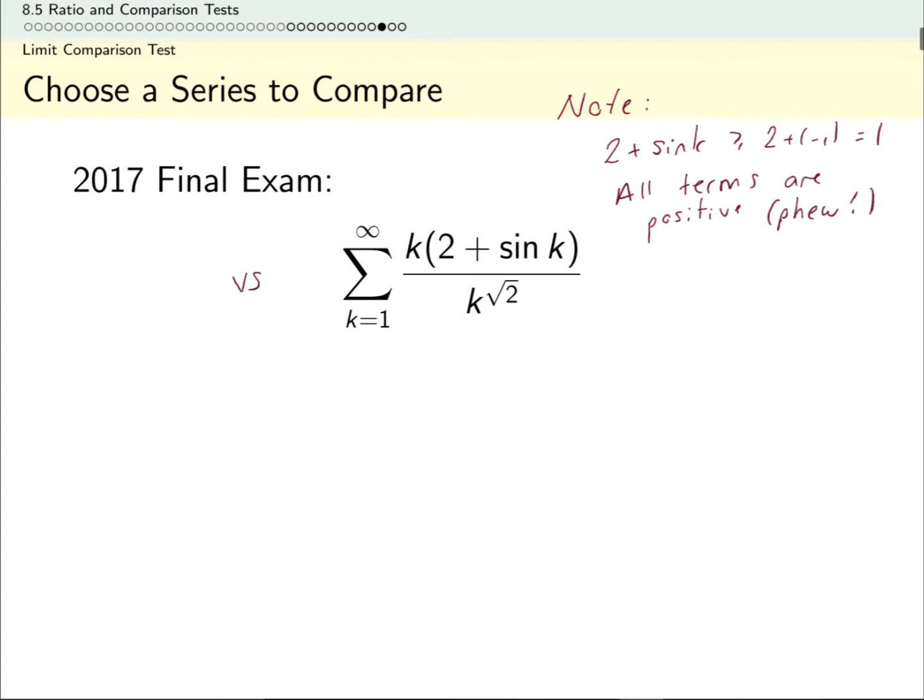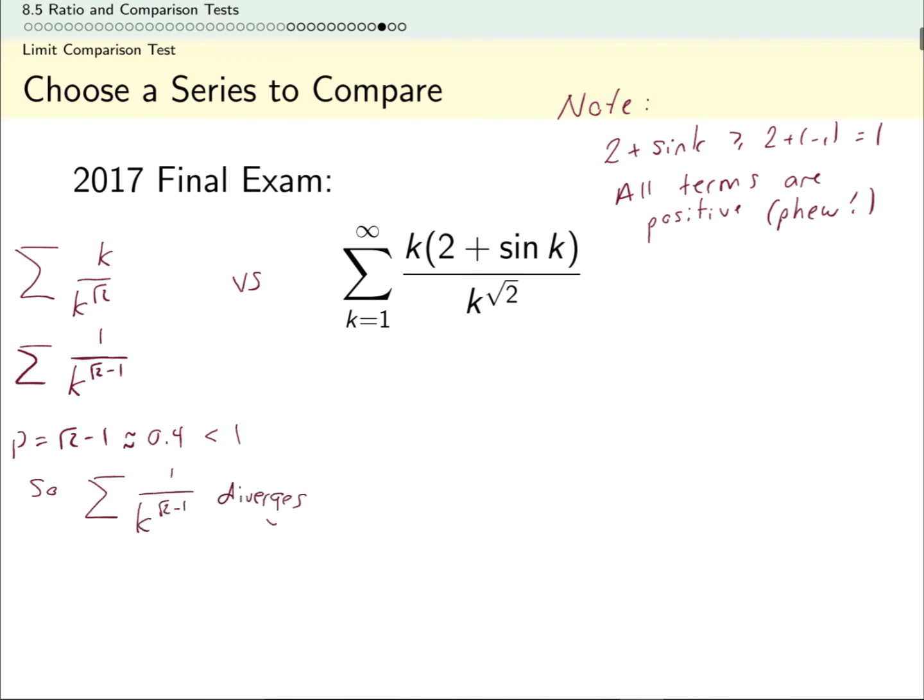So let's figure out what we should compare this to. Again, I'm going to try and ignore the small terms. 2 plus sine k is between 1 and 3, so I'm just going to ignore it. So this simplifies to 1 over k to the square root of 2 minus 1. So this is a p-series. P is the square root of 2 minus 1. The square root of 2 is about 1.4. So at least the square root of 2 is certainly less than 2. This p is less than 1.